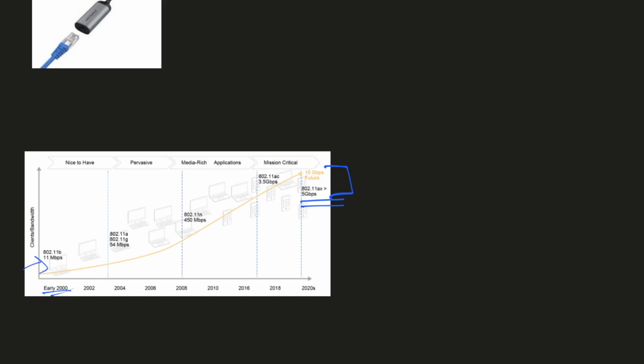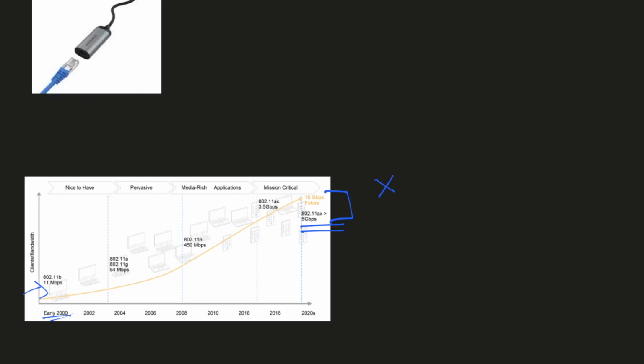But for now, we must understand that getting the fastest and the greatest speed is not our goal. I mean, it's not our only goal. There's so much more that goes into designing a good wireless network apart from providing the fastest speed to the end users. We will quickly discuss some of the factors that support this statement.